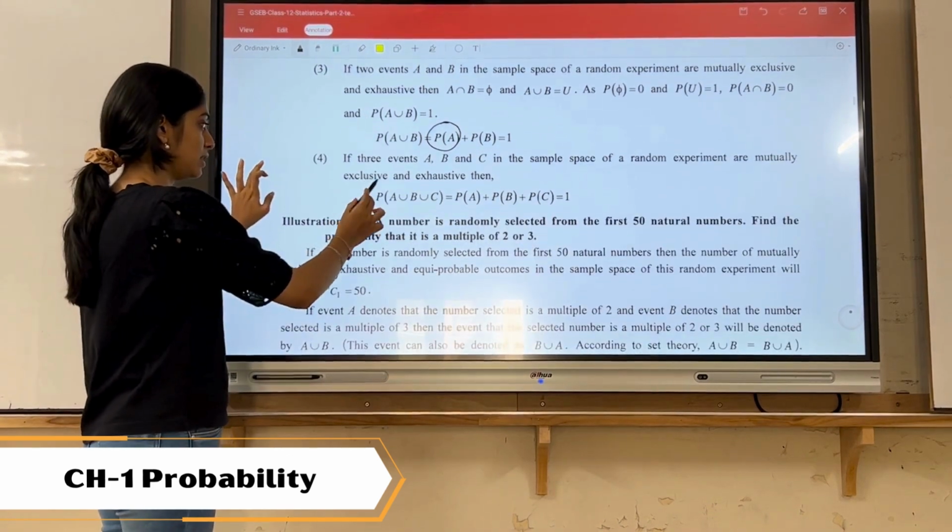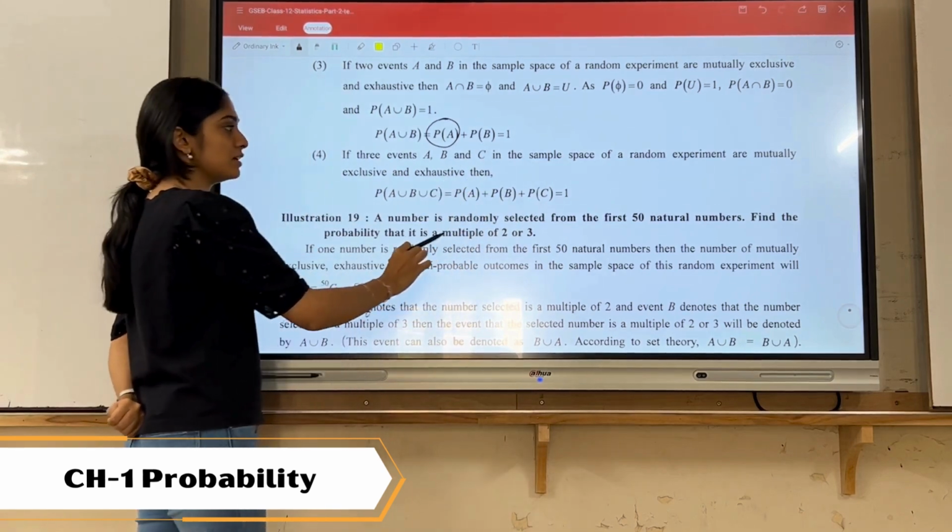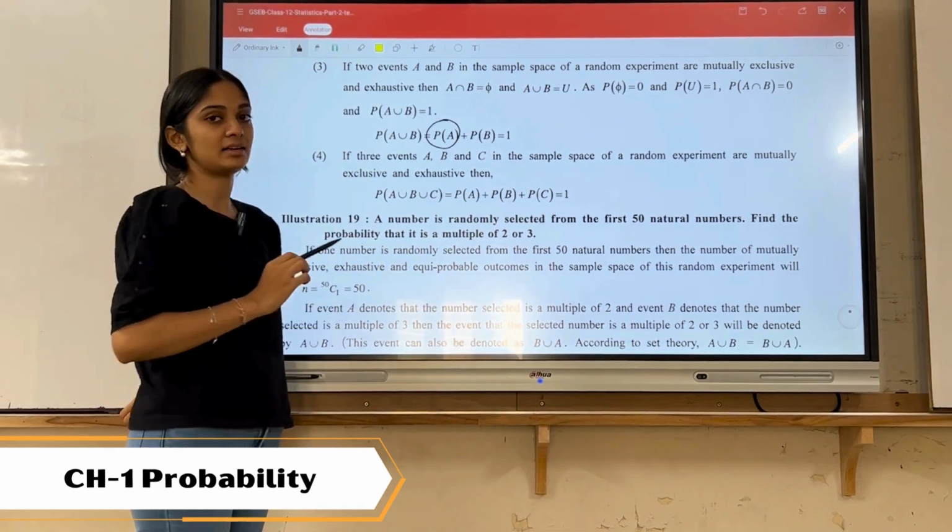Same for the three events, the formula is P of A plus P of B plus P of C is equal to 1, if it is given that events are mutually exclusive and exhaustive.